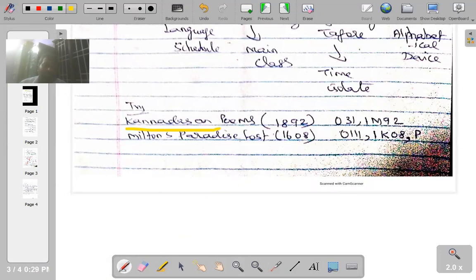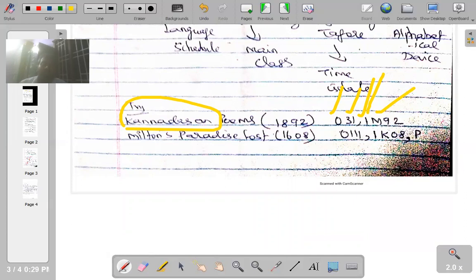Kannadasan is a very famous Tamil poet. His year of birth is 1892. So O is the main class. 3.1 stands for Tamil language. So Tamil literature, comma, 1 stands for poems. M92 stands for his year of birth.